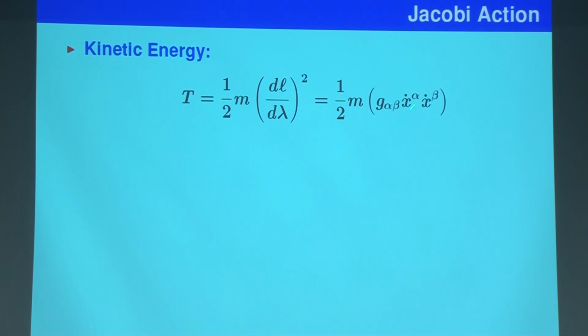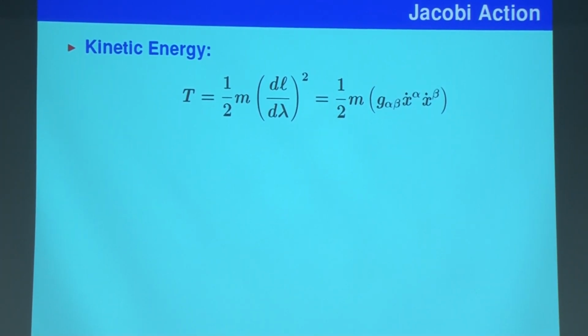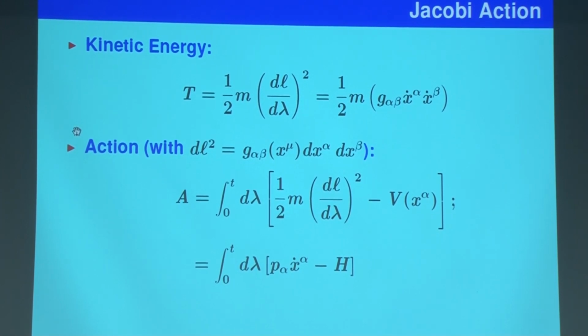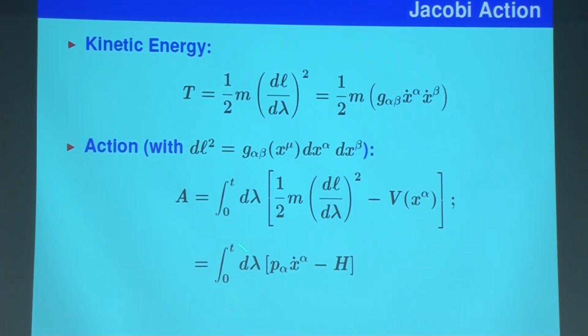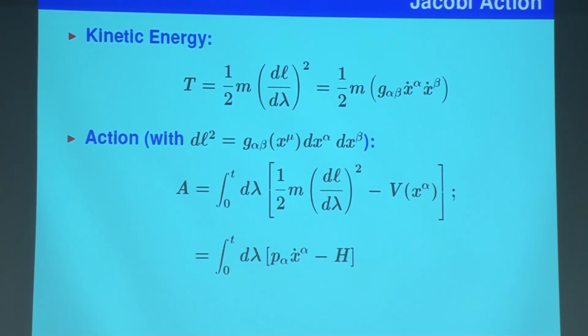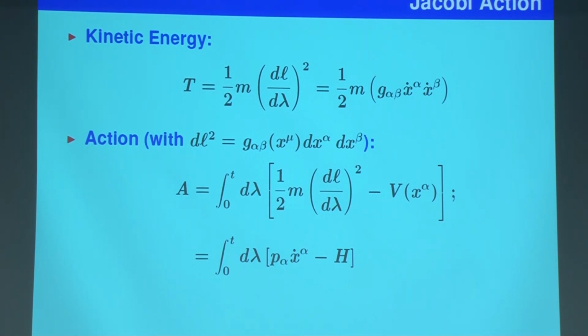So, this is g_alpha beta x^alpha dot x^beta dot, and in particular, for example, you may be talking about a particle which is moving on the surface of a sphere. So, this g_alpha beta will be the metric on the surface of a sphere. Okay? So, you can write down this kinetic energy. Then I look at the action, which is just kinetic energy minus potential energy, and I rewrite it in a slightly different way. Since the Hamiltonian is p q dot minus L, the Lagrangian can be written as p q dot minus H, which is p_alpha x^alpha dot minus H.